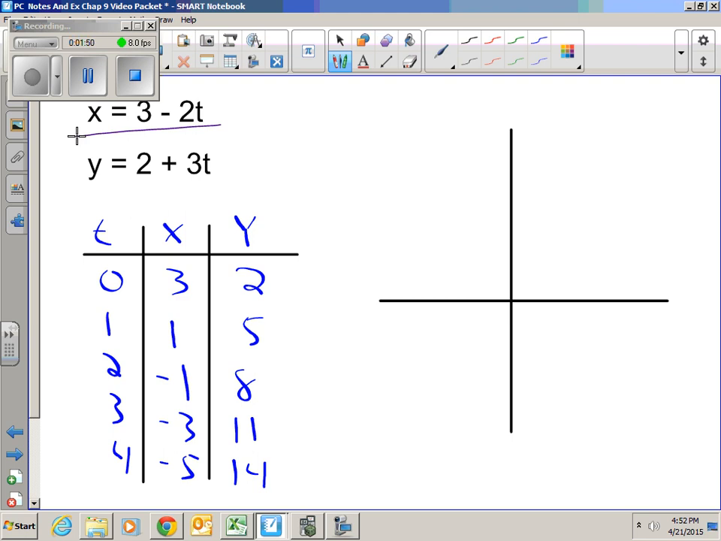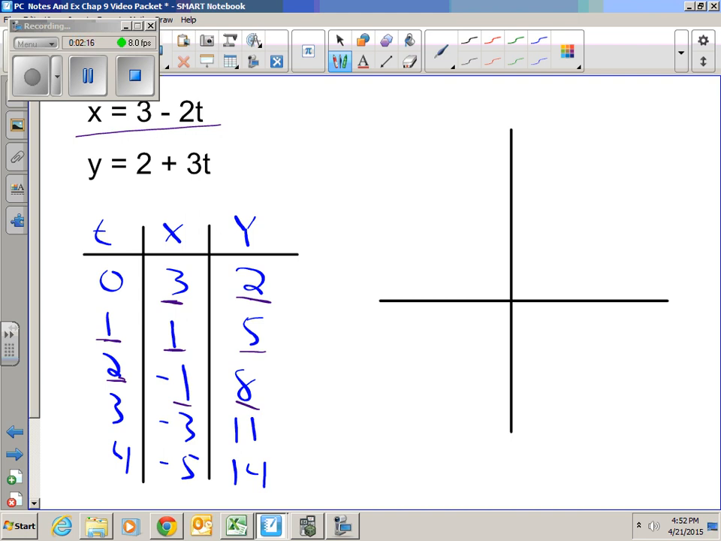T is my parameter. I'm just going to let t be 0, 1, 2, 3, 4. When I do that, notice x becomes 3 and y is 2 when t is 0. When t is 1, x is 1, y is 5. When t is 2, x is -1, etc. Same thing when t is 3 and 4. I'm going to plot those points.